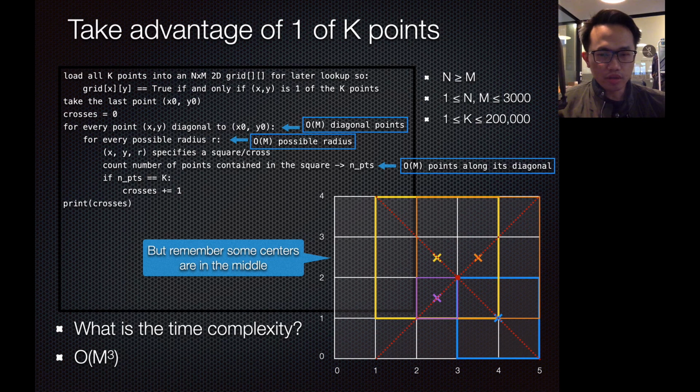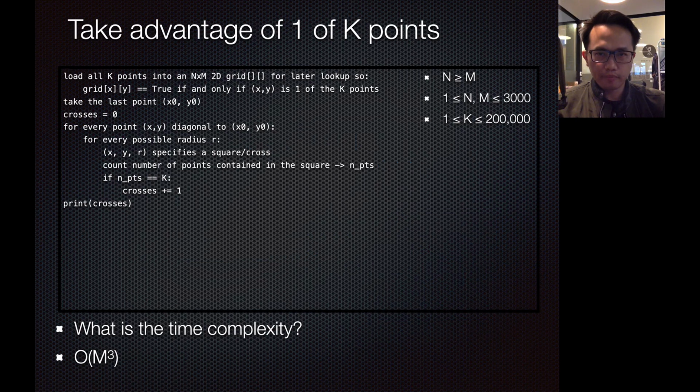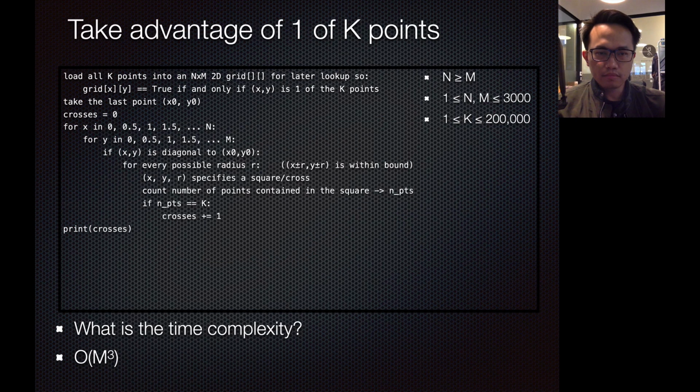But remember, sometimes the centers are not whole numbers. They can be right in the middle of the grid. They can be 1.5, 2.5, 0.5. So when you enumerate all the possible centers that are diagonal to the red dot, bear that in mind. And that's the implementation, my favorite implementation of this algorithm.